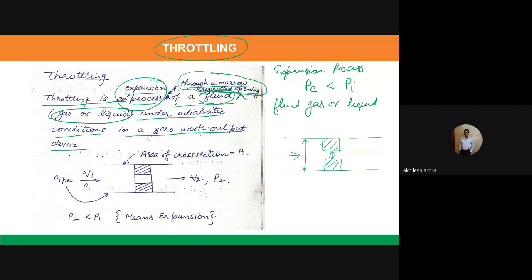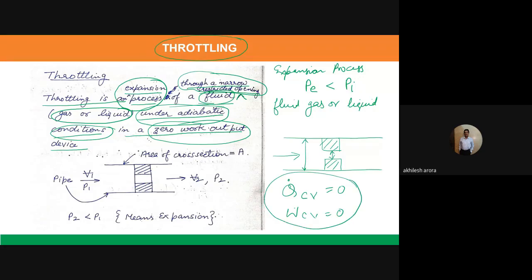Under adiabatic conditions, when I say adiabatic conditions, you understand that the value of Q dot will be equal to 0. That is the condition. In a zero work output device, zero work output device means that the value of W_CV is equal to 0. So this is how we are defining the throttling. Now the question arises, can we think of any application in our home where we could have seen this process of throttling?